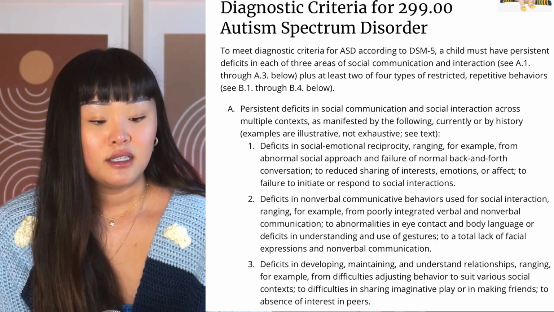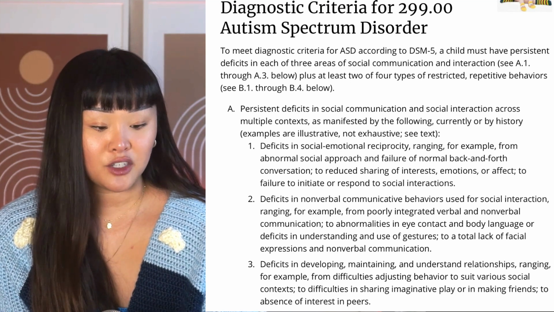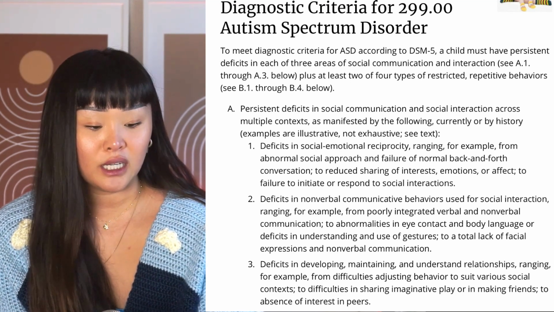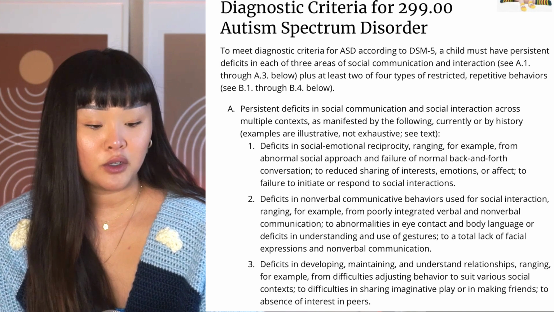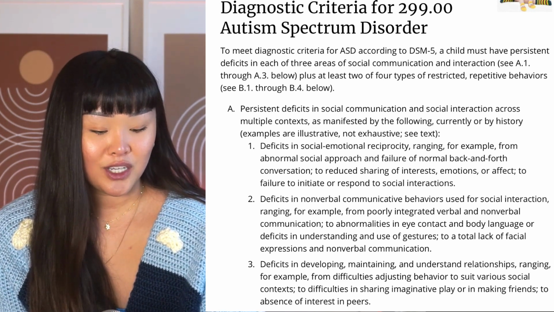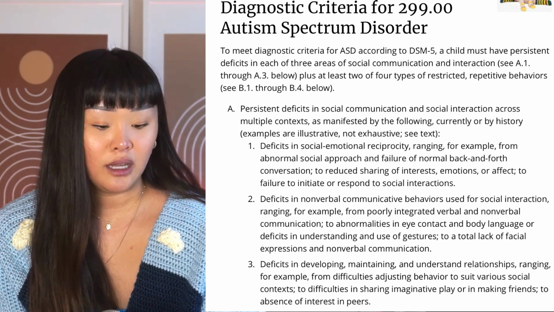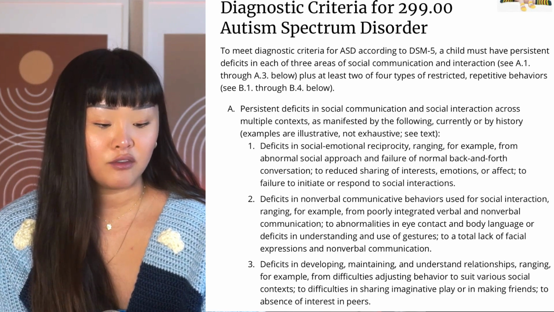The second trait is deficits in nonverbal communicative behaviors used for social interaction, ranging, for example, from poorly integrated verbal and nonverbal communication to abnormalities in eye contact and body language, or deficits in understanding and use of gestures, to a total lack of facial expressions and nonverbal communication.